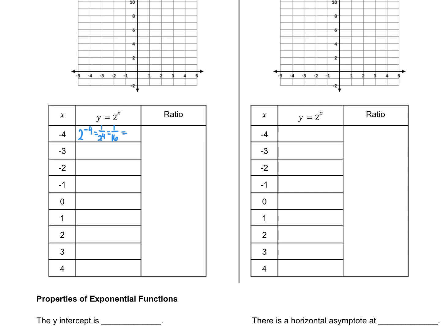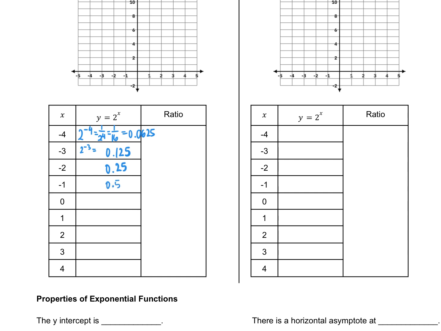I mean, you can still use that. You're going to plot your point a 16th of the way from 0. But I'm just going to also write the decimal, 0.0625. And then for 2 to the power of negative 3, again, I can write 1 over 2 to the power of 3, which is an eighth, but I'm just going to go to the decimal. 2 to the power of negative 2 is 0.25. 2 to the power of negative 1 is 0.5.